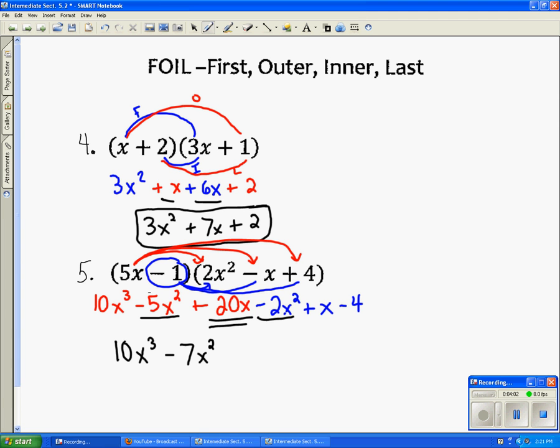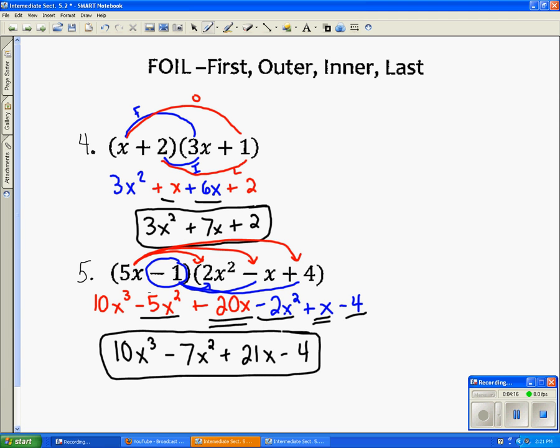Then we have an x term and an x term right there, so 20 plus an unknown 1 is going to be 21x. And then we're left with our last constant, which is 4. Double check and make sure nothing else simplifies, and you're done.